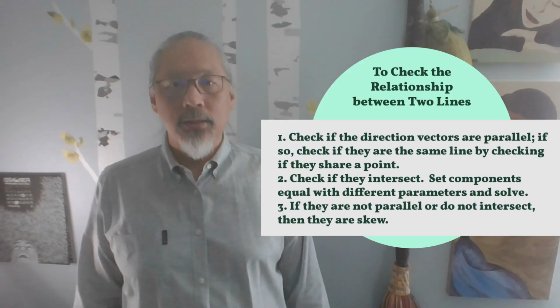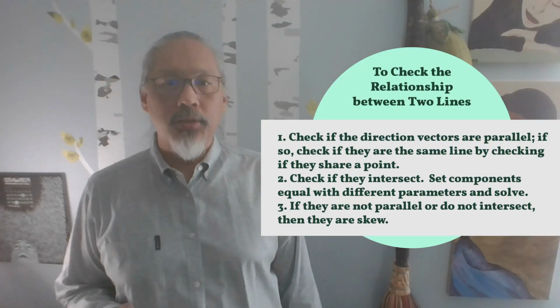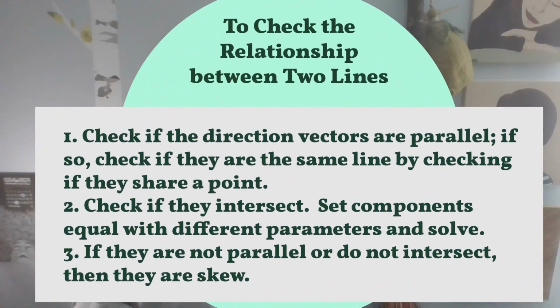So let's take a quick look at the relationship between lines and how to check. The idea is to check, first of all, if the direction vectors are parallel. If they're parallel, you can check if they're the same line by just putting in a point on the line. If you take a point on one line and put it in the other and you get the equations to agree, then they're the same line. If you take a point on one line and try to put it in the other line and they're not the same, then you're going to have some sort of inconsistencies in your equations.